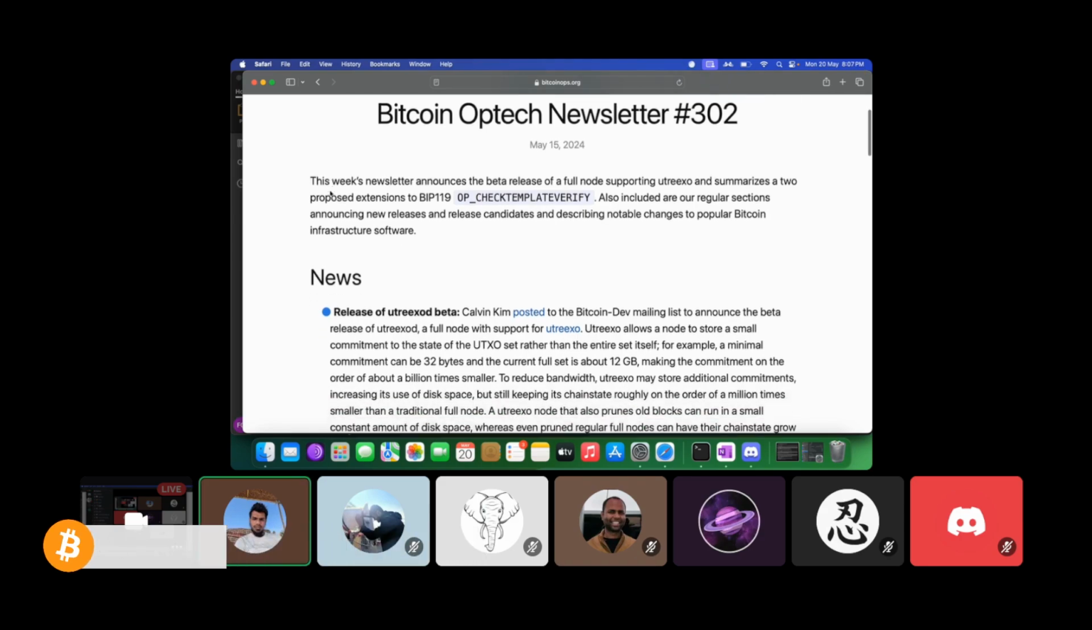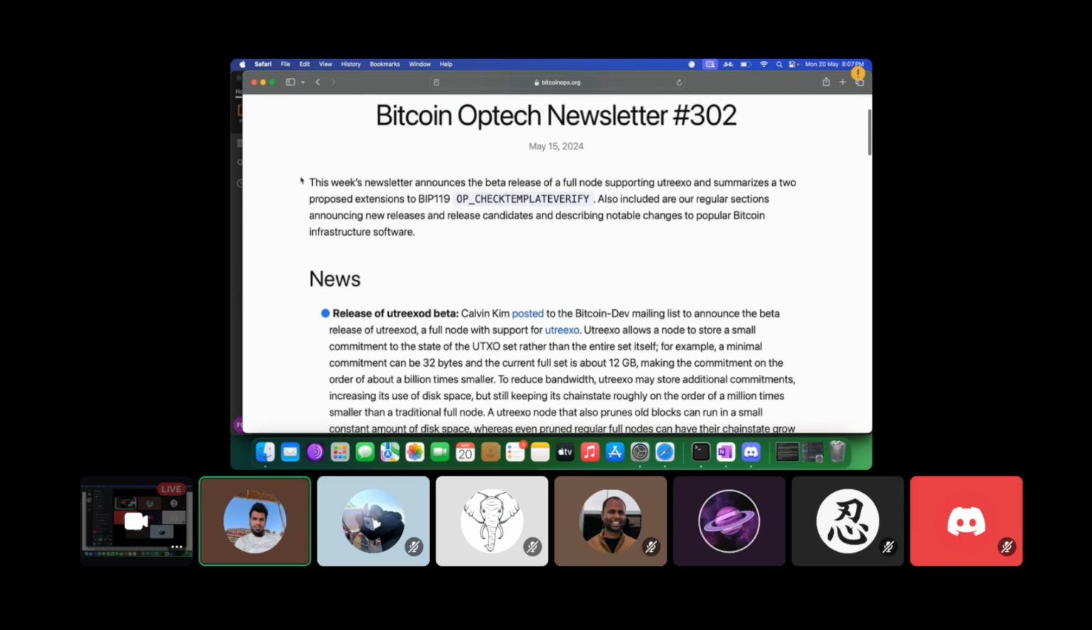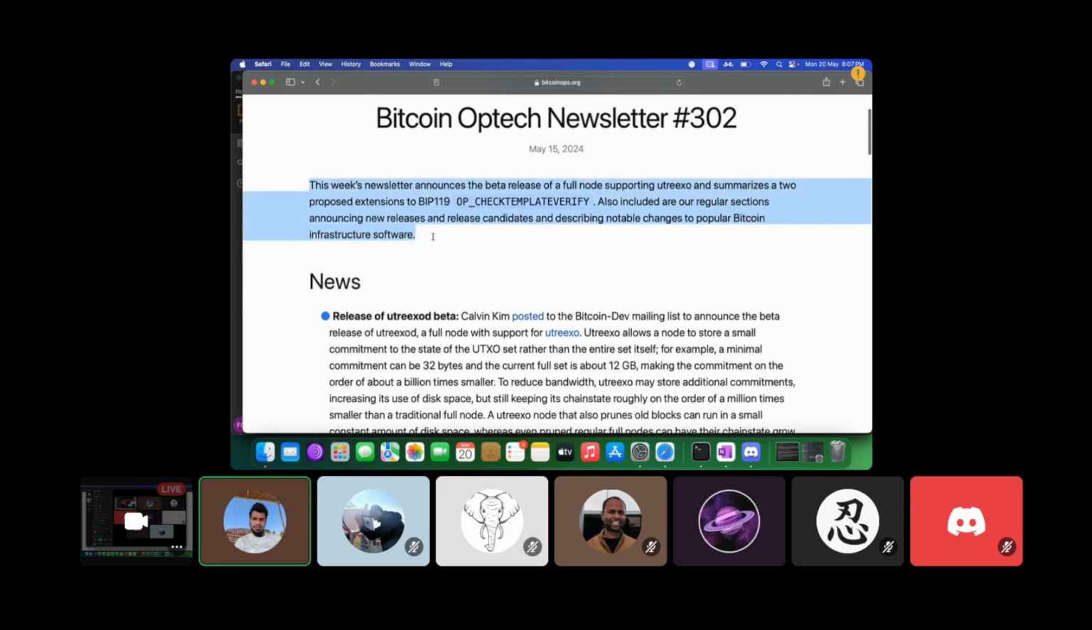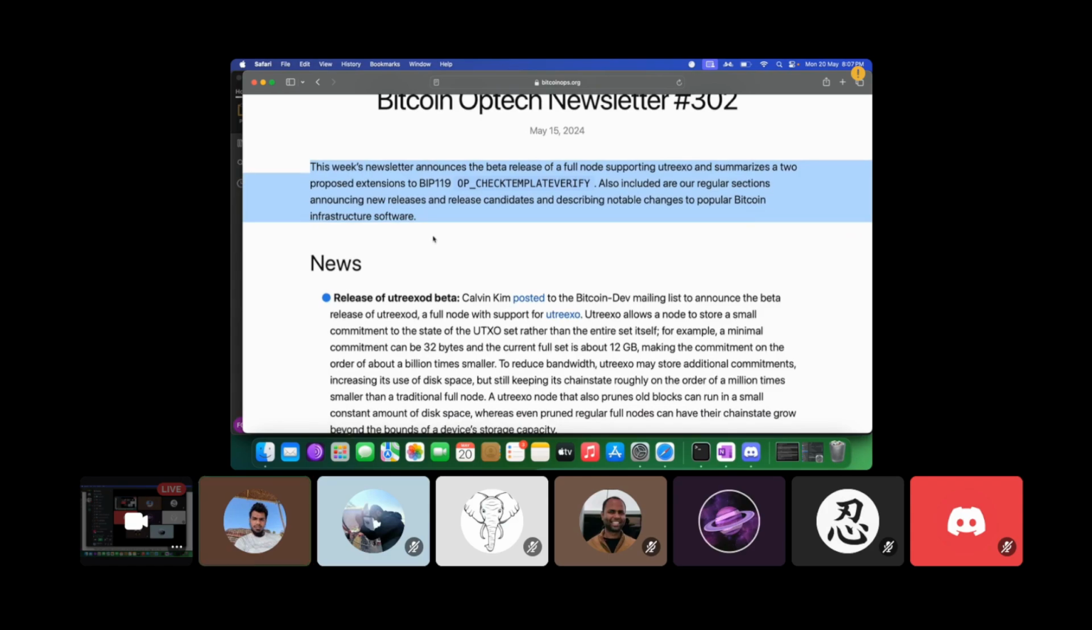As always, I'll go through the preface of the newsletter so that we get an overview of the topics that the newsletter contains this week. This week's newsletter announces the beta release of a full node supporting UTreeXO and summarizes two proposed extensions to BIP 119 OP_CHECKTEMPLATEVERIFY. Also included are our regular sections announcing new releases and release candidates and describing notable changes to popular Bitcoin infrastructure software.